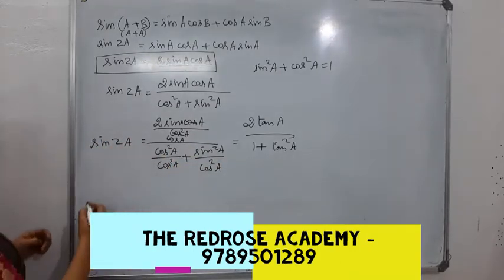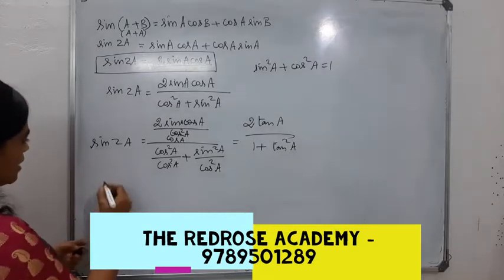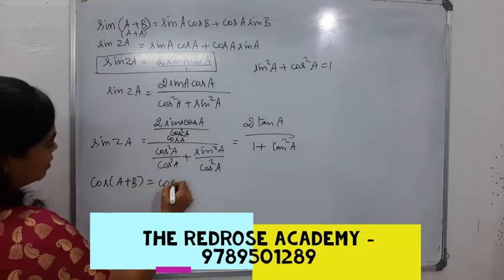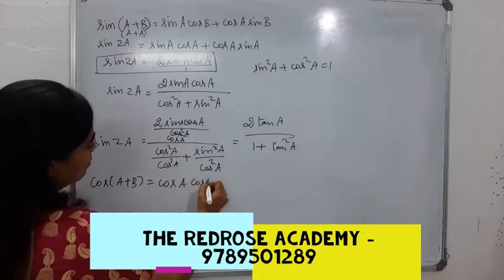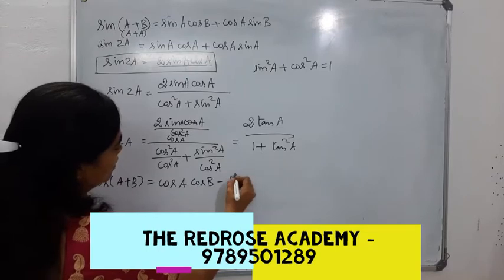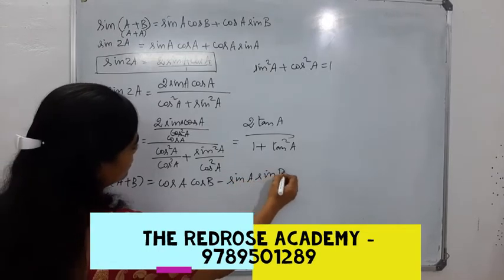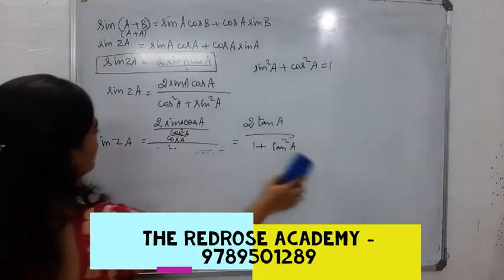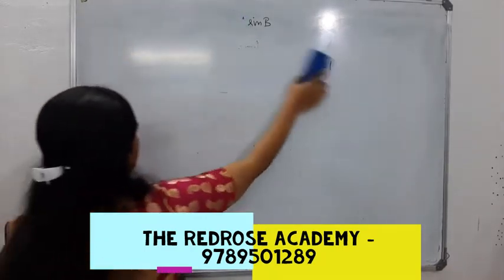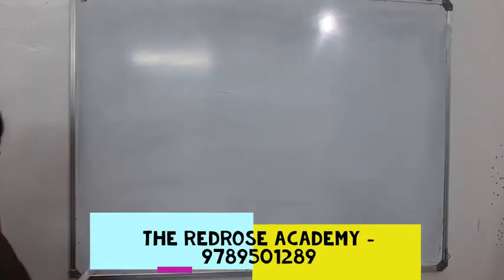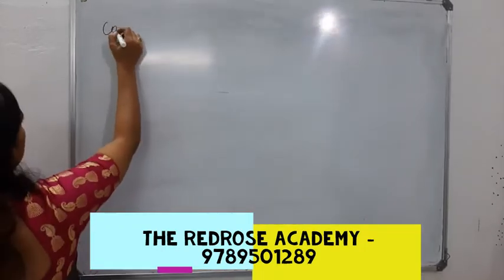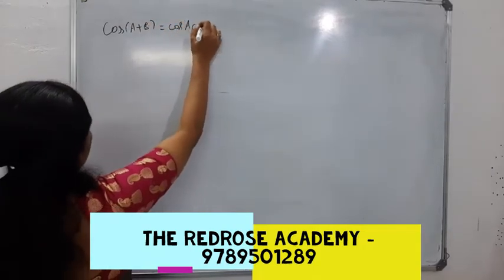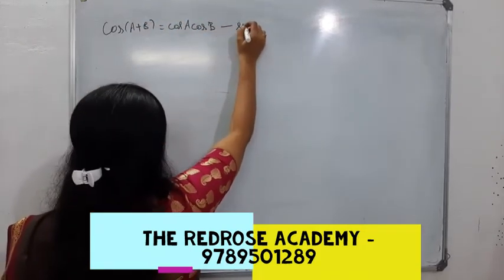Okay. Now what is cos(a plus b)? Now we are going to derive cos 2a. So what is cos(a plus b)? Cos a cos b minus sin a sin b. So we can start from the beginning. Cos(a plus b) can be written as cos a cos b minus sin a sin b, right?